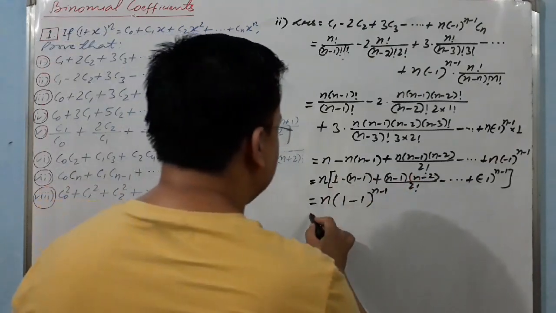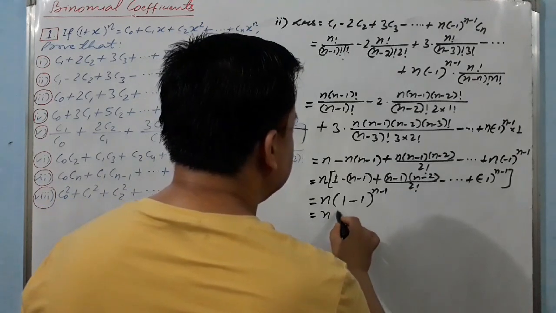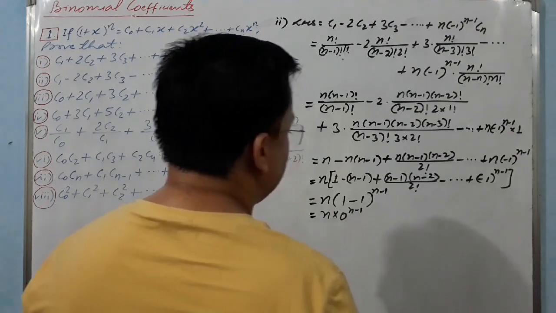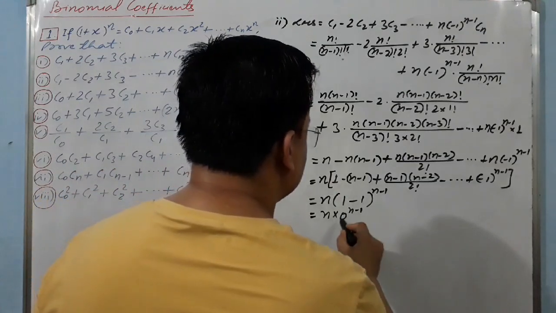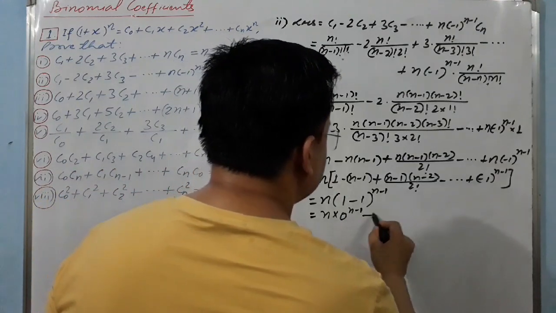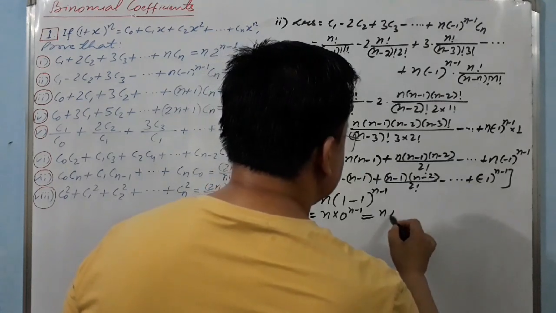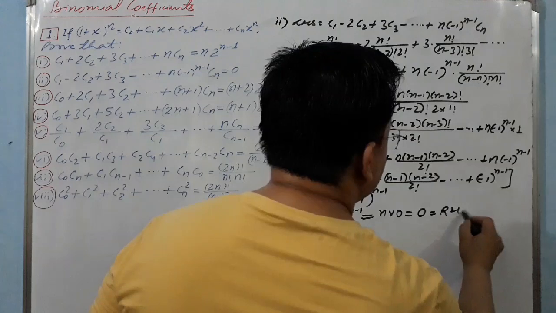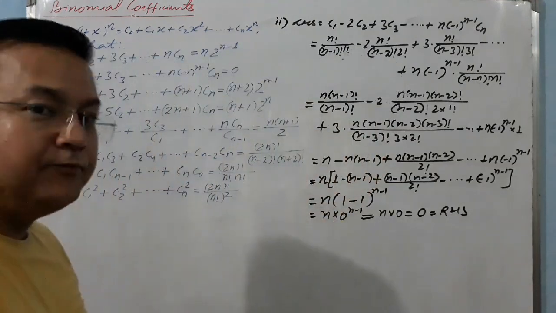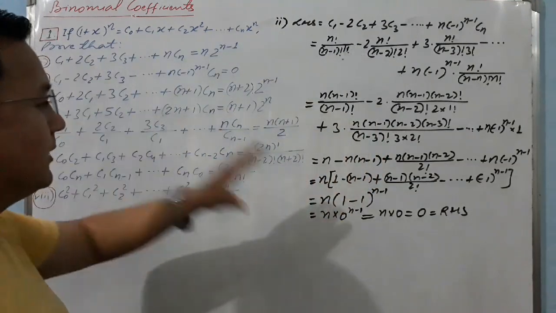You can try. Otherwise, if you have any doubt, n times 0 raised to power n minus 1. 0 raised to power n minus 1 means 0. So you are going to get n times 0, which is equal to 0, which is equal to the right hand side. So I think it is clear.